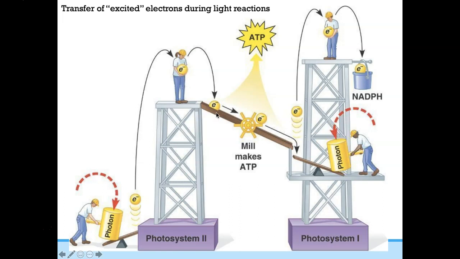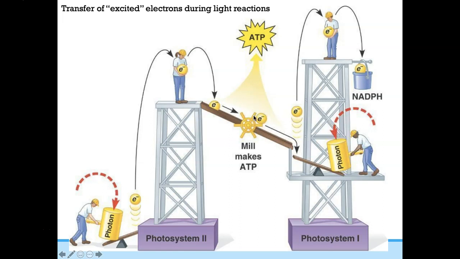The electron gets passed along the electron transport chain, almost like a mill that makes ATP. As this spins, right, really what this is, we're pumping H+ to create a proton gradient that can be used to make ATP by ATP synthase.